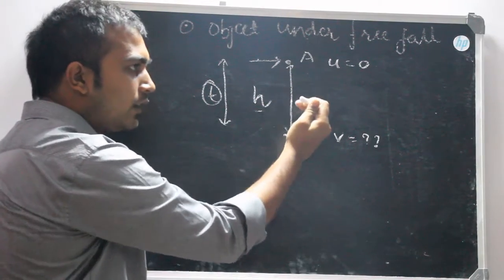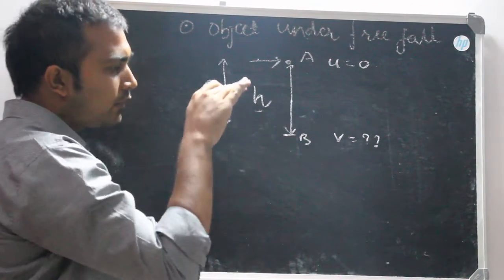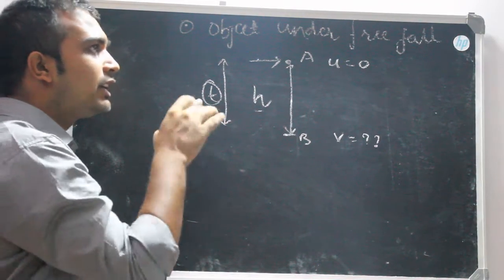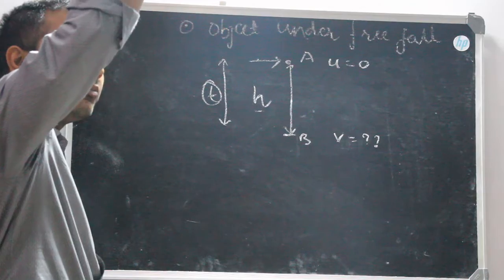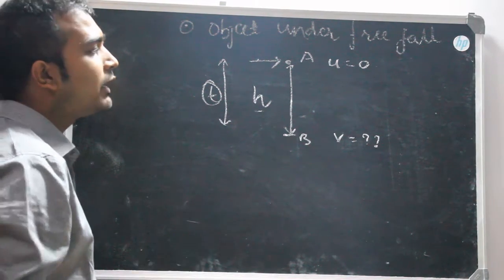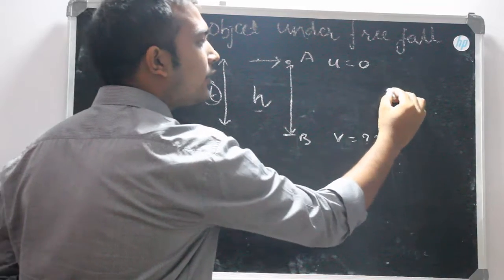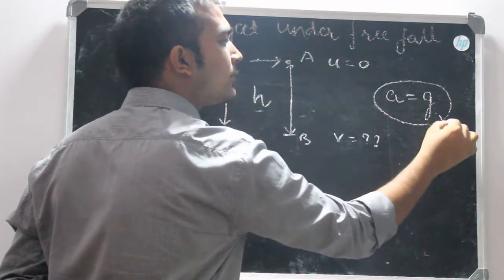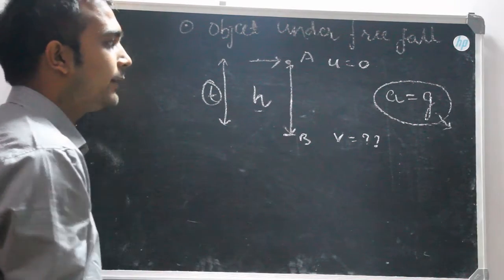Now the ball is falling under the action of gravity. When it comes down, you will observe when you throw a ball from down, the speed is going to increase. So by how much it will increase? It will accelerate by g, where g is nothing but acceleration due to gravity.